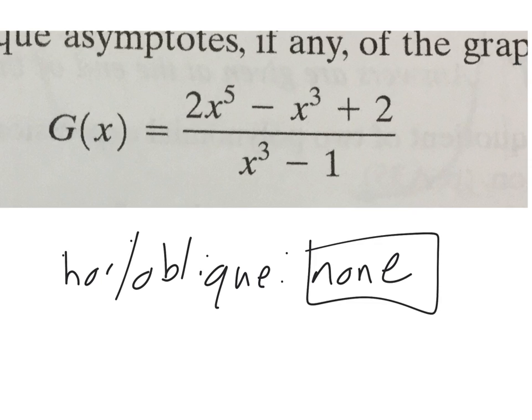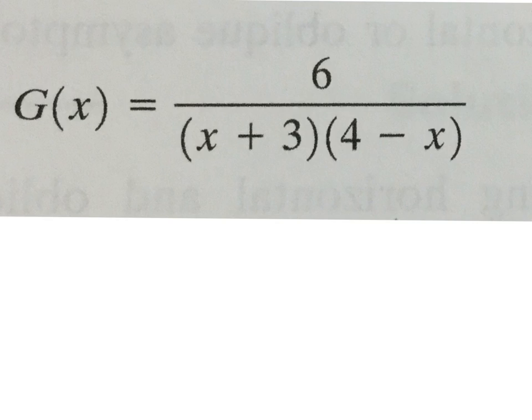Okay, now let's look at a couple of problems and put all this together. So looking at this rational function, I'm going to put all of these things together. I'm going to identify any vertical asymptotes. I'm going to identify any holes in the graph. And I'm going to identify the horizontal or oblique asymptotes. You're going to have both of them? Okay, so first, identify the vertical asymptotes.